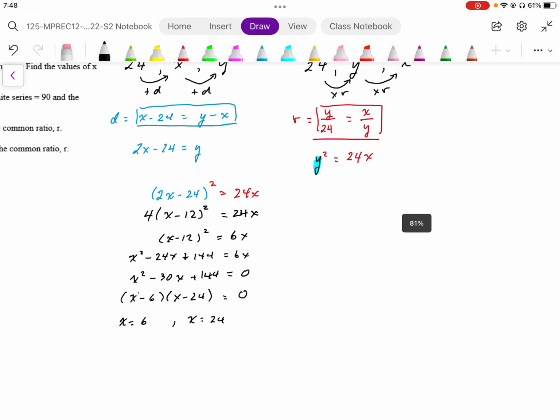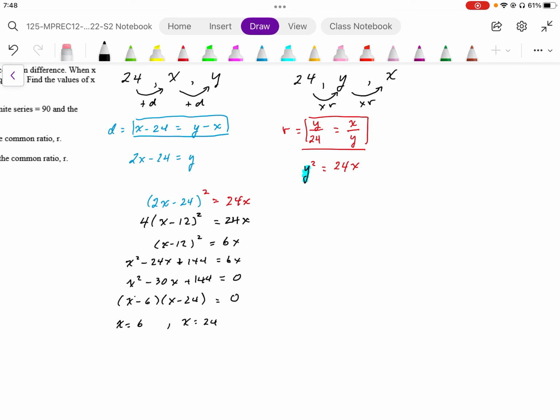Now, if I sub 24 into this equation, what I end up with is, for the arithmetic sequence, 24, x is 24, and then the common difference is 0, so 24. So I'm going to just eliminate that because it said the d is a non-zero difference.